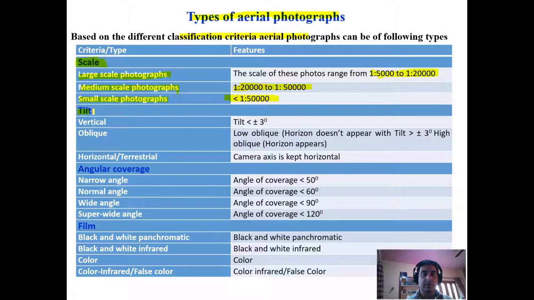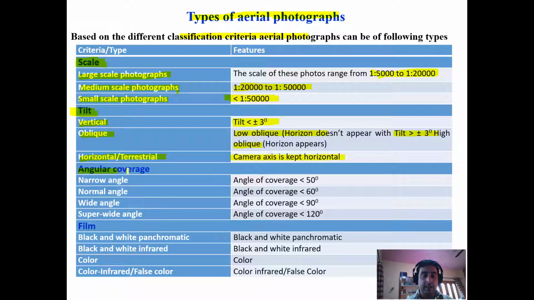Now, based on the criterion of tilt, we have vertical photograph, oblique photograph, and horizontal or terrestrial. When the tilt is less than 3 degrees, we call it vertical. When it is oblique, with tilt less than 3 degrees, we call it low oblique. And if the tilt is greater than 3 degrees, we call it high oblique. And horizontal or terrestrial is where the camera axis is kept horizontal, just like we do in normal cameras.